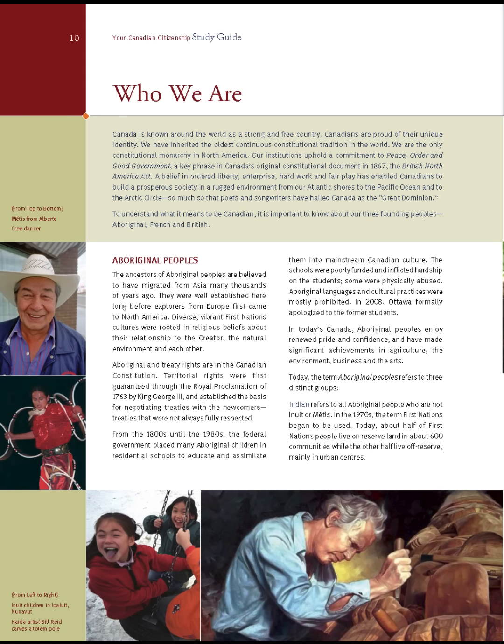In today's Canada, Aboriginal peoples enjoy renewed pride and confidence and have made significant achievements in agriculture, the environment, business, and the arts. Today, the term Aboriginal peoples refers to three distinct groups. Indian refers to all Aboriginal people who are not Inuit or Métis. In the 1970s, the term First Nations began to be used. Today, about half of First Nations people live on reserve land in about 600 communities, while the other half live off reserve, mainly in urban centers.